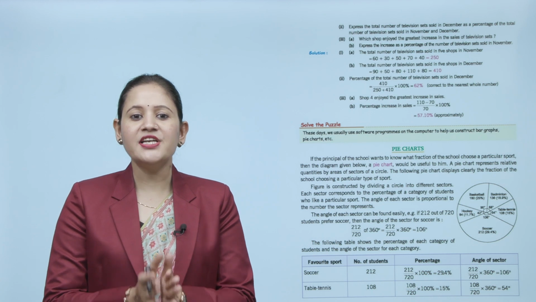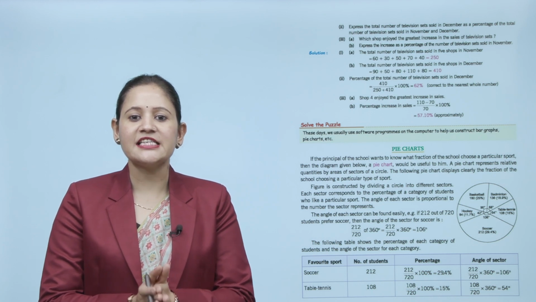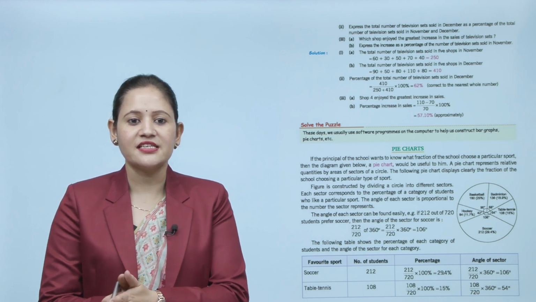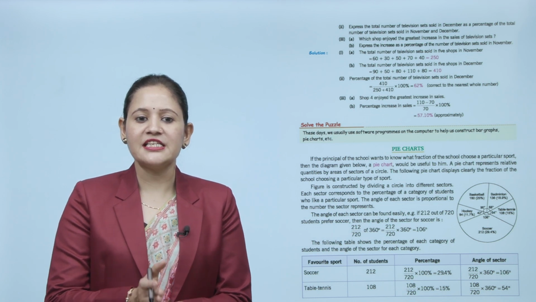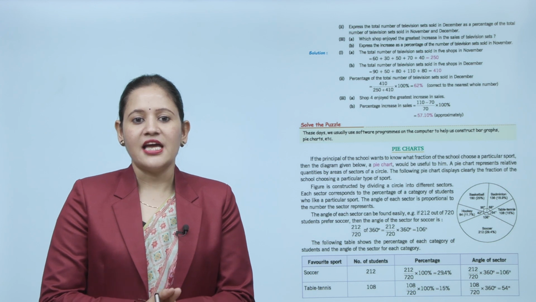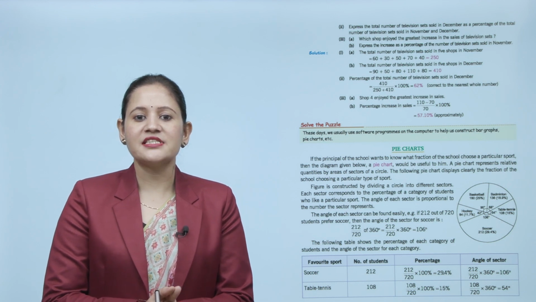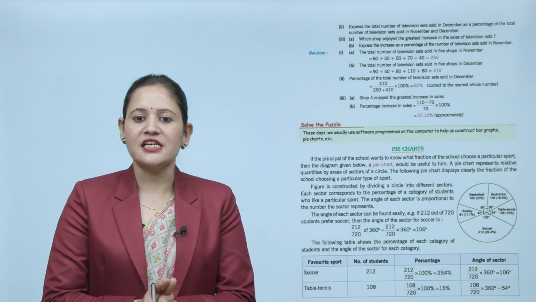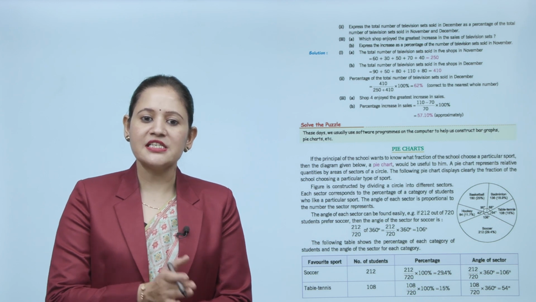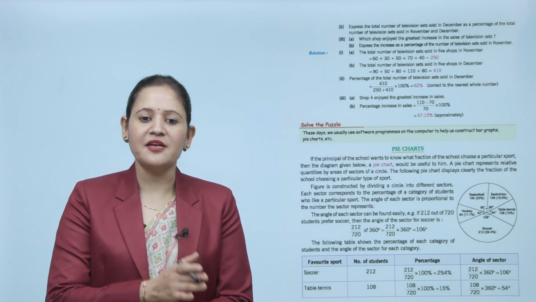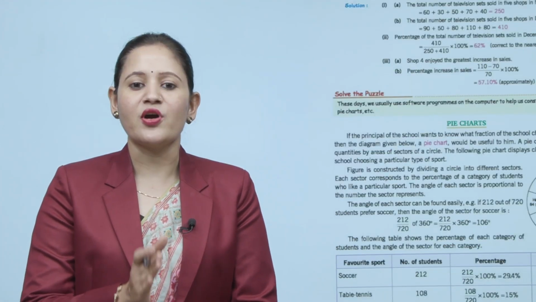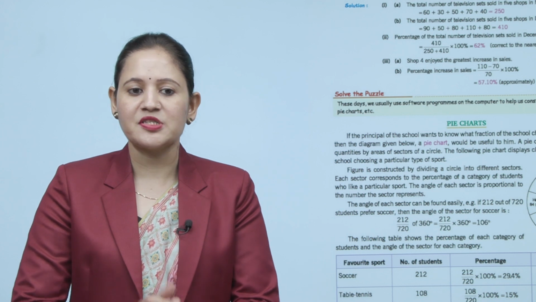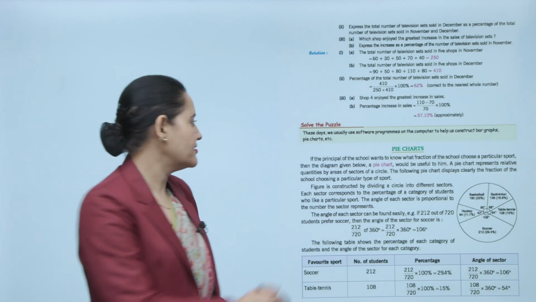Third, which shop enjoyed the greatest increase in the sale of television sets? So shop number 4 enjoyed the greatest increase in sales. Express the increase as a percentage of the number of television sets sold in November. So the percentage increase in sales will be 110 minus 70 upon 70 into 100, that is 57.14% approximately. Next is solve the puzzle.